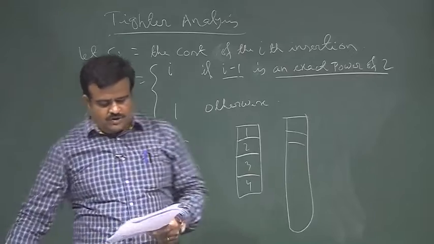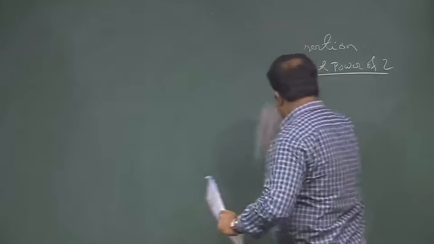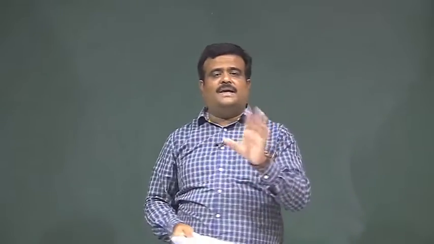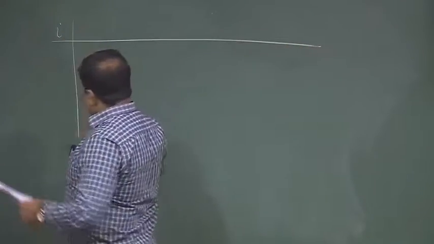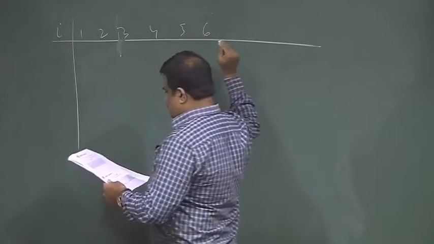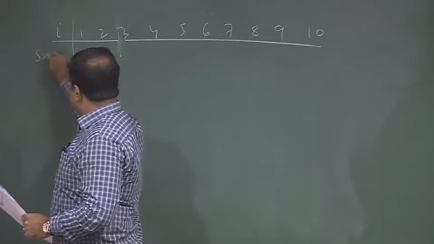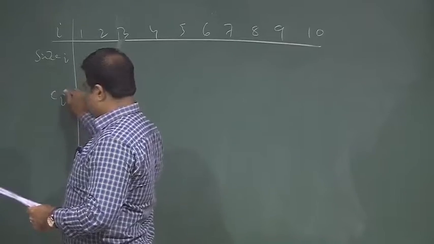So, let us write it into a table. We are not copying for all i, only when there is overflow, that means when i minus 1 is a power of 2. So, let us have the table. This is i, starting from 1, 2, 3, 4, 5, 6, 7, 8, 9, 10 say. Then this is the size of the table, and this is the Ci.